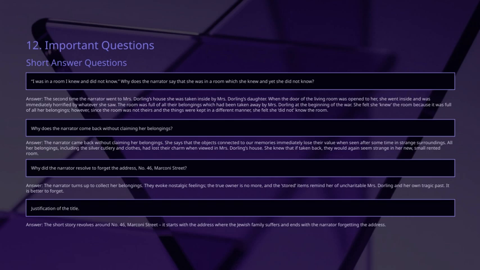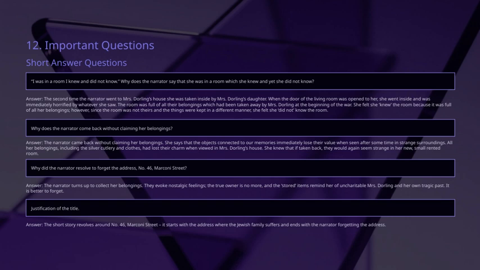Now, regarding the justification of the title, the narrator visits to collect her belongings. These items evoke nostalgic feelings, but they also remind her that the true owner is no longer there. The objects stored in Mrs. Dorling's house remind her of uncharitable Mrs. Dorling and her own tragic past. Ultimately, she feels it is better to forget these memories and move on.